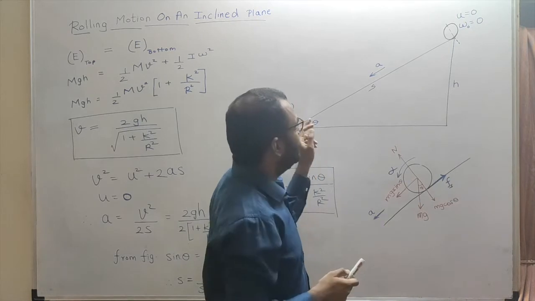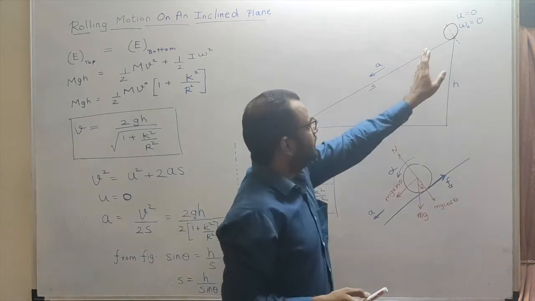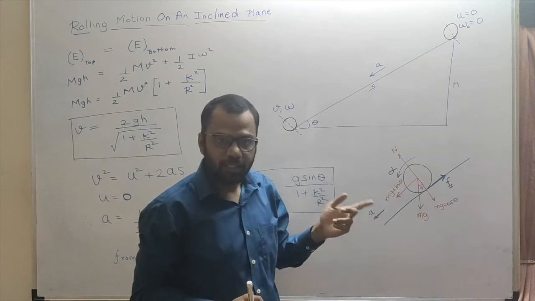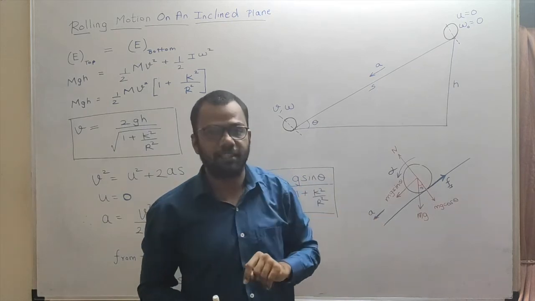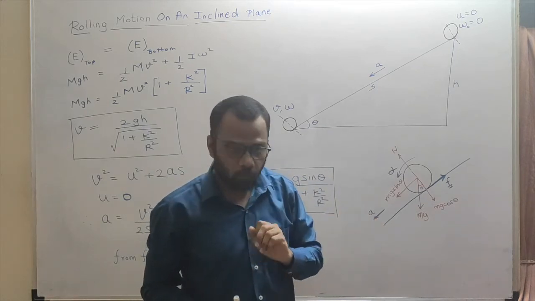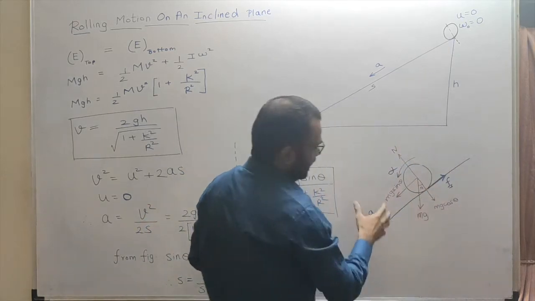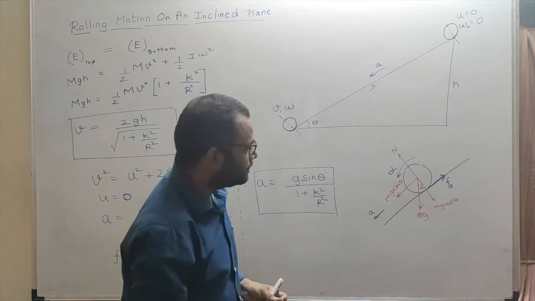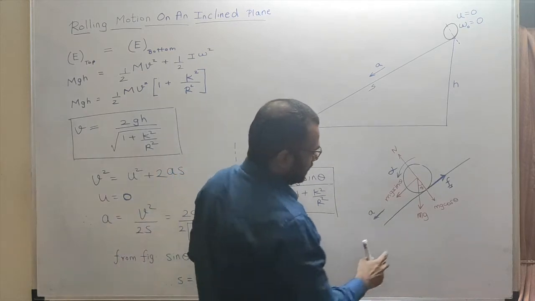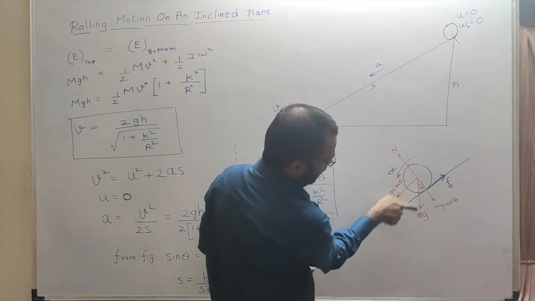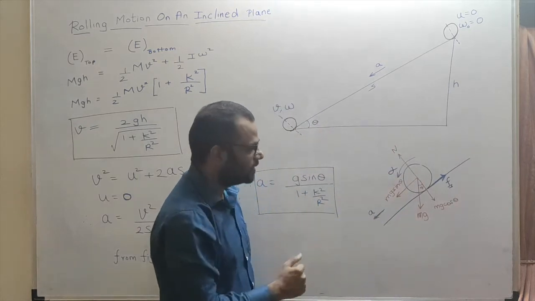But since it is a rough surface, there is a frictional force acting on the object that makes the angular acceleration. Now how? Look at this diagram. I have shown this object on this plane. Now these are the forces acting on the object. The gravitational force is mg, shown from its center of gravity or center of mass.